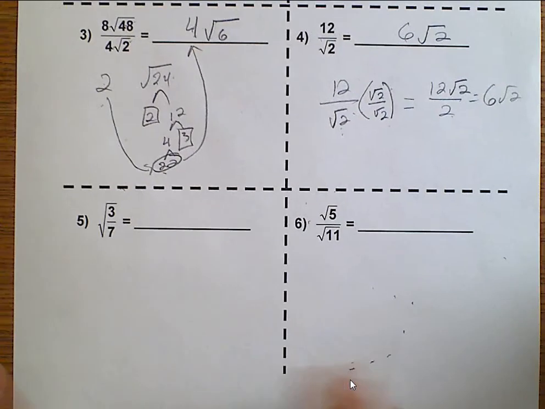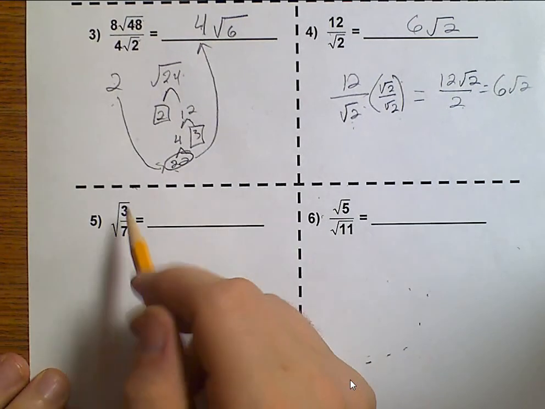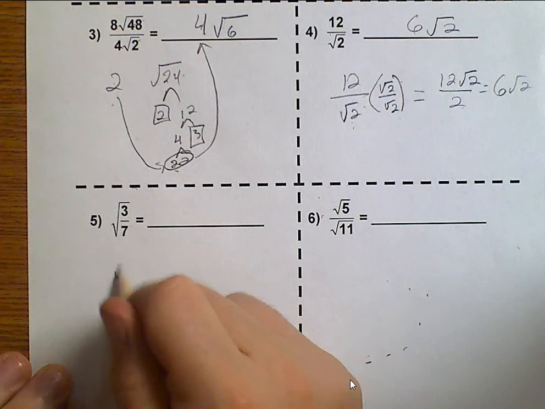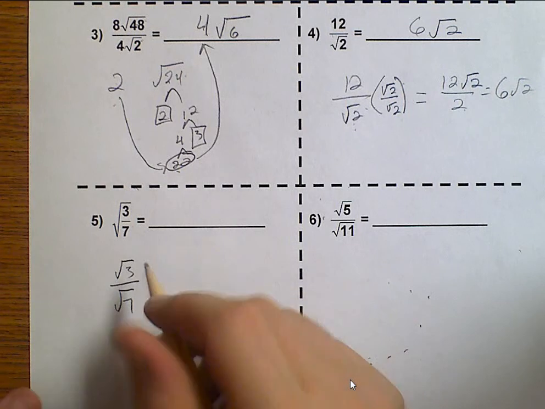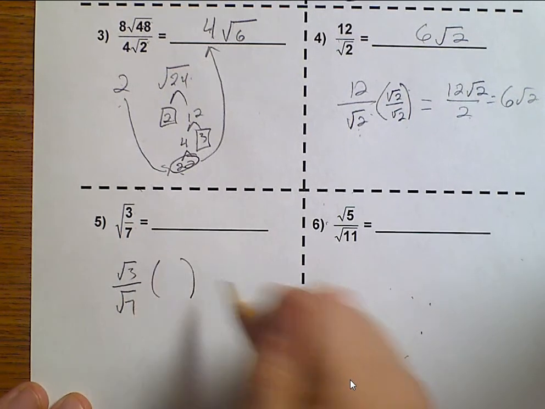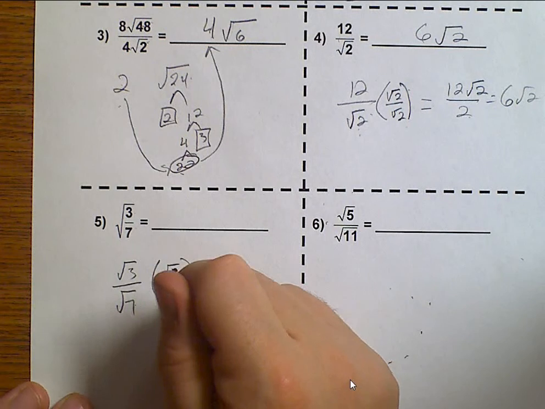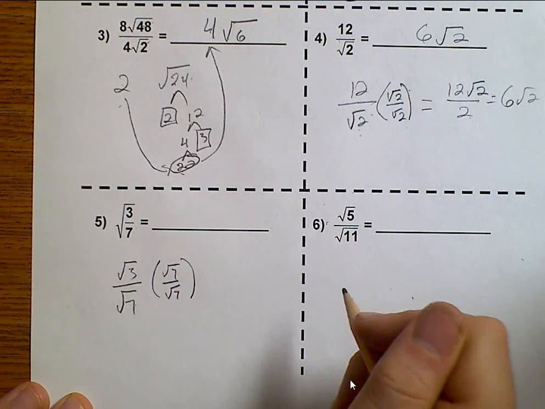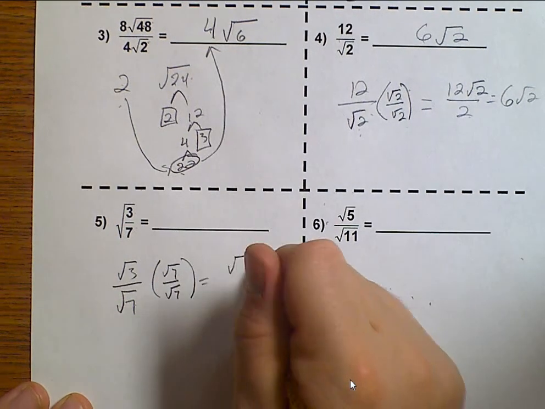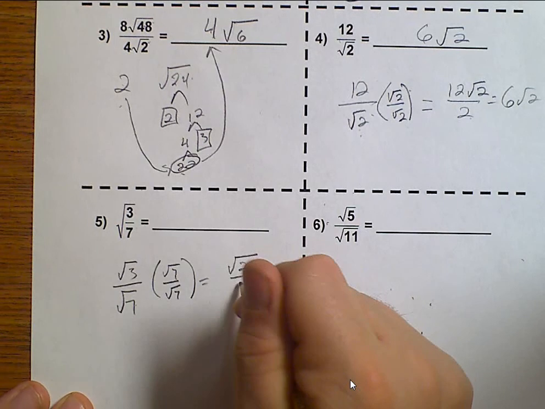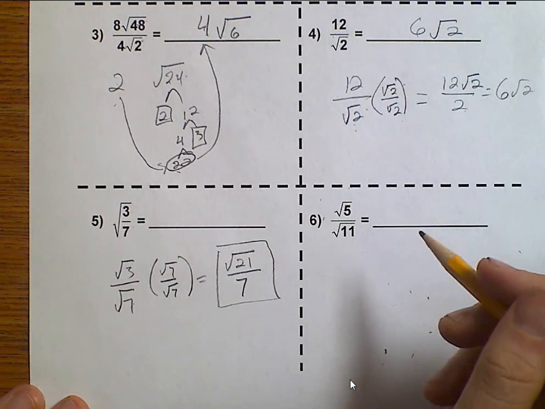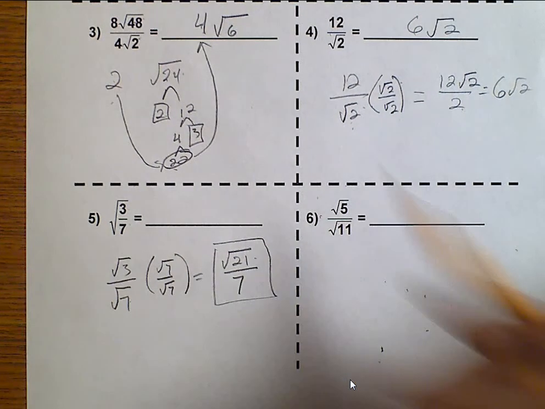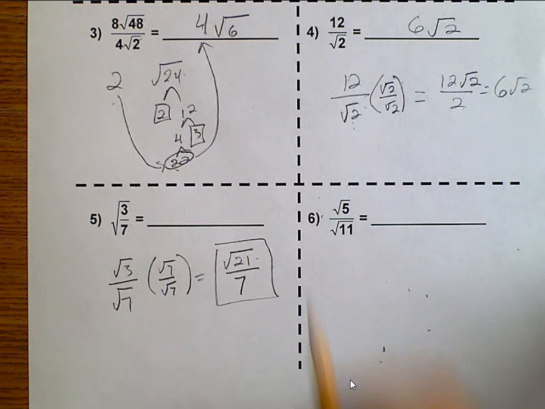We only have 2 more problems. So let's go ahead and go over number 5. Here we have 3 over 7. This is the square root of 3 over the square root of 7. Well, they won't simplify at all. And I can't have a radical in the denominator, so multiply by a fancy version of 1, which gives me the square root of 21 over 7. And 21 won't simplify because it's 7 and 3 and there are no pairs. So that's the answer.